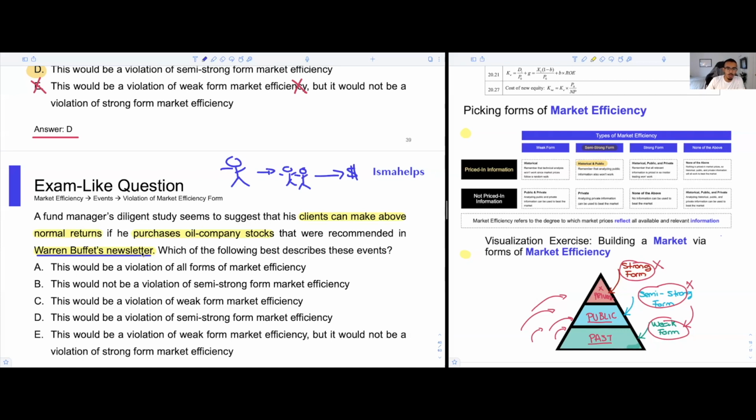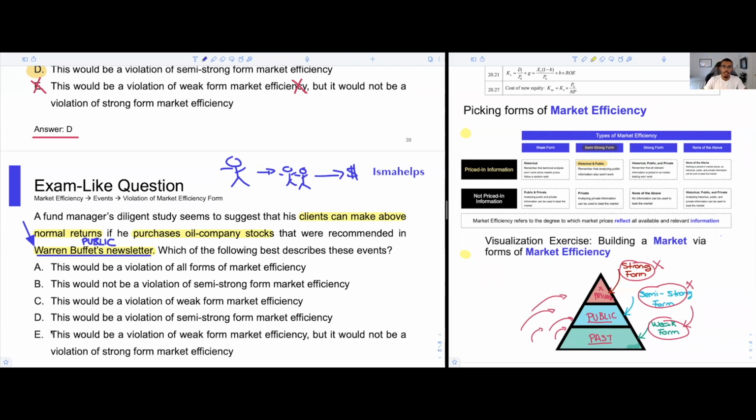So we could try to assess, on what type of information is this fund manager relying? Well, he's relying on newsletters. And we know that under the market efficiency chapter, there's really 3 sorts of information that we care about, and they're actually highlighted right here. There's past information, there's public information, and then there's private information. In this case, it is obvious that reacting to a newsletter, that's what we call public information.